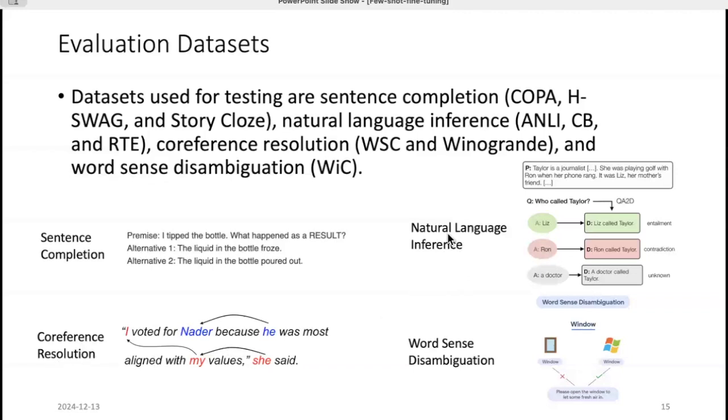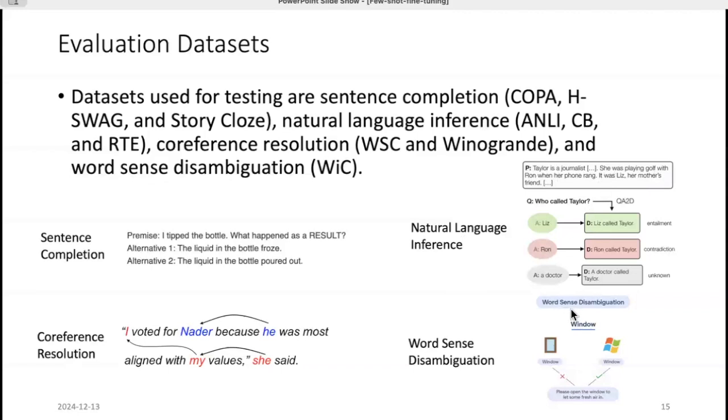There is also natural language inference. Again, you provide some story context, and then the phone rang, and then you ask who is likely to call Taylor? And again, it's a multi-choice problem.